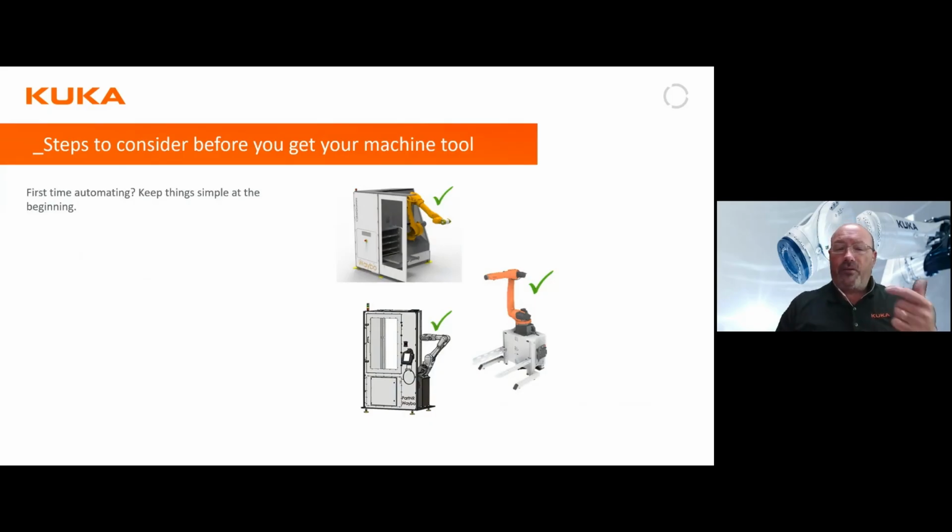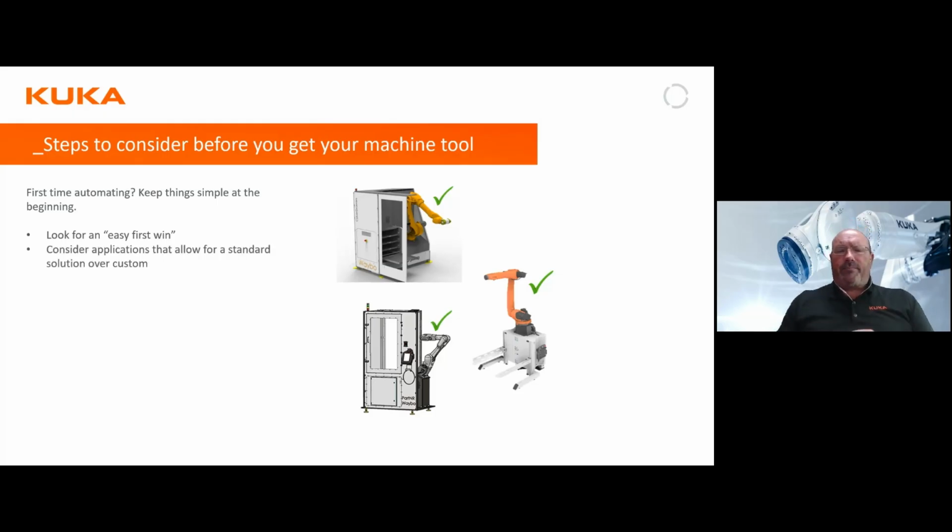So if it's your first time automating, my recommendation is to start off simple, right? We want to get the simple wins. Look for an easy first win, automating parts that are relatively simple to machine, feed, and handle, both on the robot side as well as for the operators. Just an overall easy part to process.